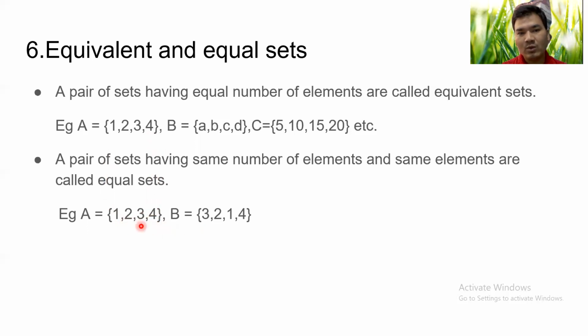So look, set A is 1, 2, 3, 4. Inside set B also 1, 2, 3, 4. That's why these two sets A and B are called equal sets. Now let's move to the next slide.